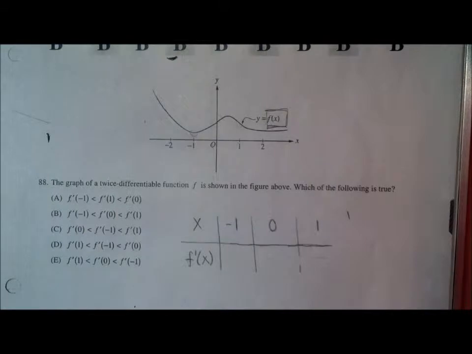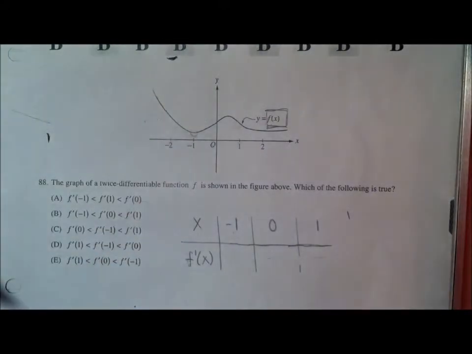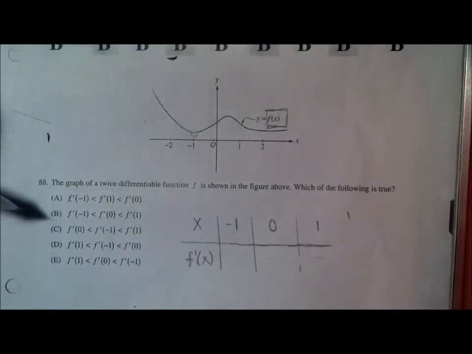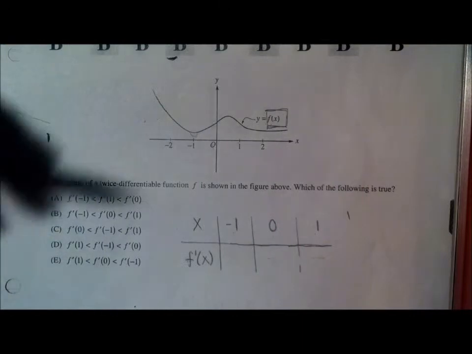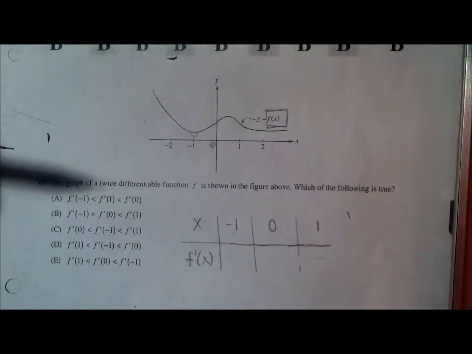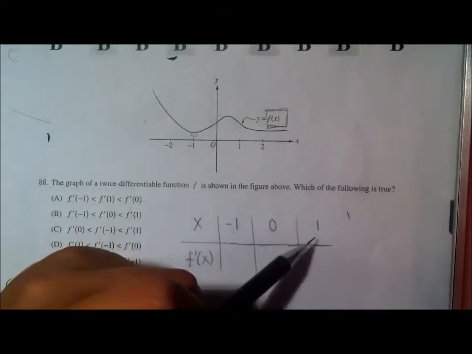The question says the graph of a twice differentiable function f is shown in the figure above. So this is the graph of f of x. Which of the following is true? Now, when we look at the options, we should be able to notice that it's asking us to look at f primes, or slopes, at different x values. And if you look at each option, the x values are the same. So the x values that it wants us to pay attention to are at -1, 0, and 1.